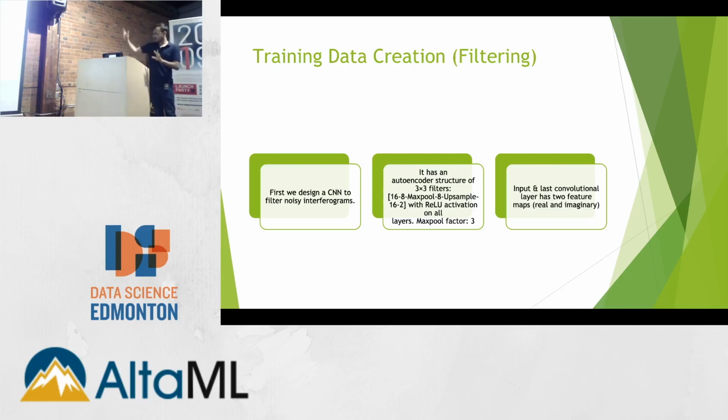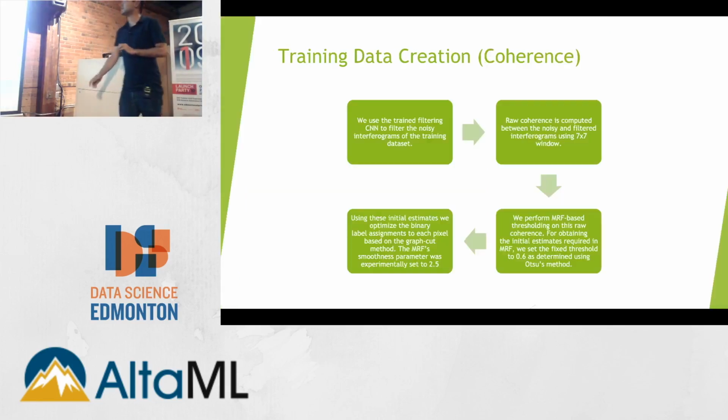So this is a broad, very short description of that. The way we create the training data is that we use that denoising network to denoise a bunch of images, and then we calculate something called the raw coherence. I'll show you in an example what the raw coherence means. In reality, it's just a 7x7 sliding window, and then you have a formula for calculating this. I'll show you in the next slide.